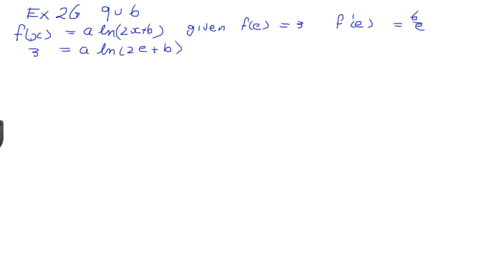And to simplify that, if we take the inverse function, the exponential function of a natural log, that will simplify it. So let's first divide both sides by A, so that we've got the natural log on its own. And then we take the exponential function of both sides. So e to the natural log is the inverse. We get the original, just the 2e plus b. And we'll rearrange that to make b the subject.